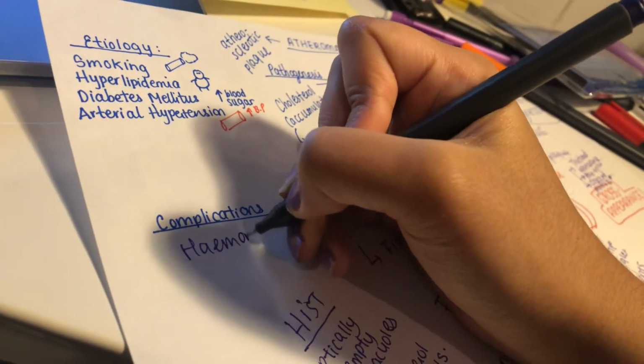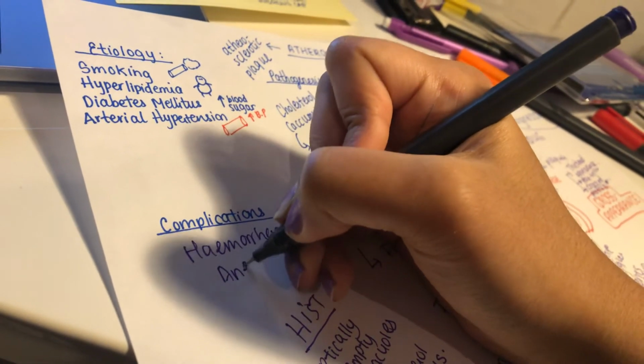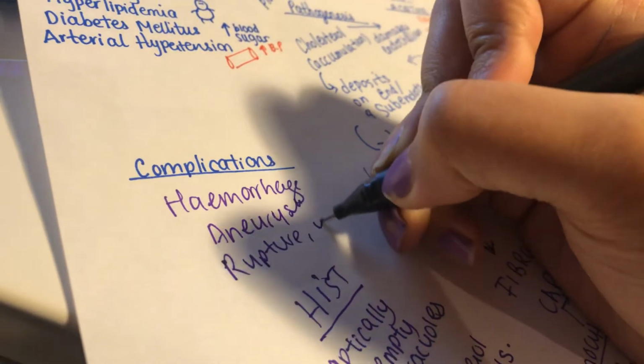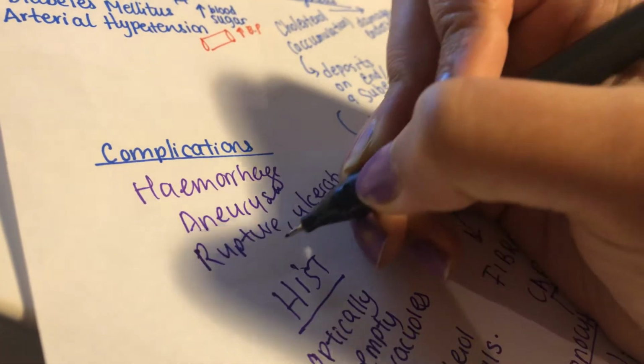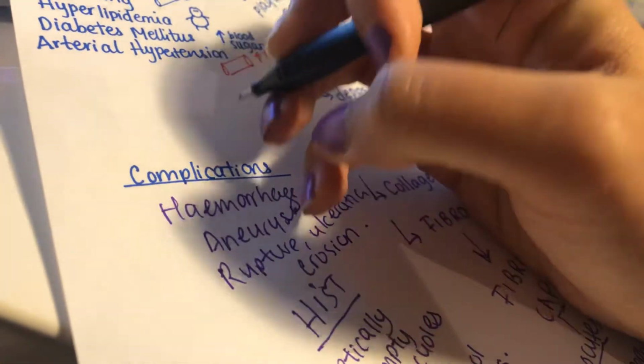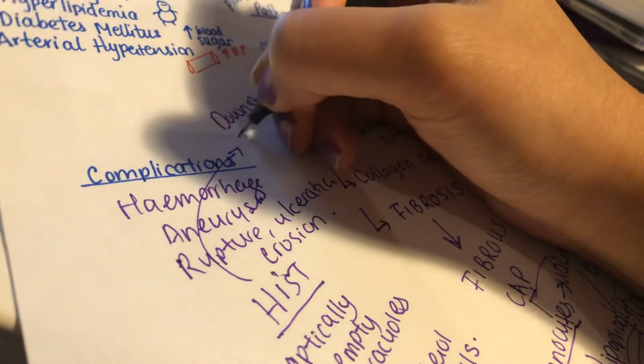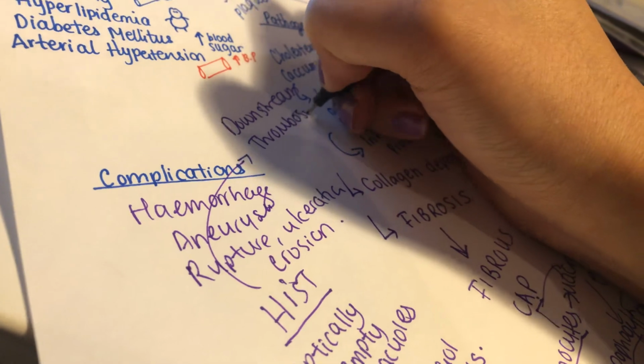Now, complications of these include hemorrhage. It also includes aneurysm, hemorrhage, aneurysm. As you can see, my handwriting is getting progressively worse. Hemorrhage, aneurysm, and I have a list. Then all those characteristics of a complicated plaque: rupture, ulceration, erosion, and you can get downstream thrombosis. And don't forget aneurysm, because the entire intima and media are thickening and weakening as a result.